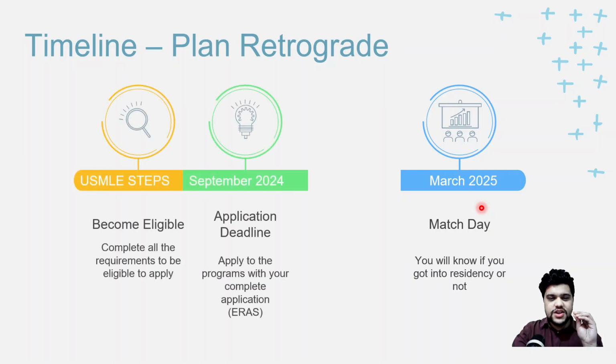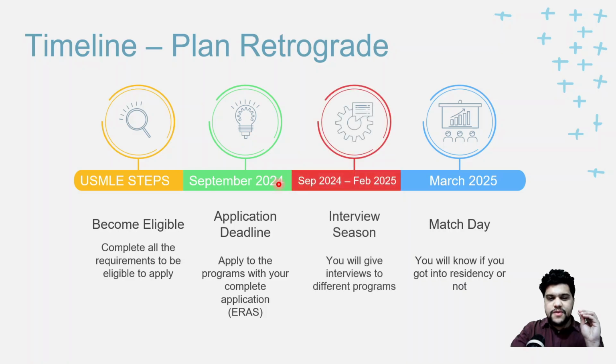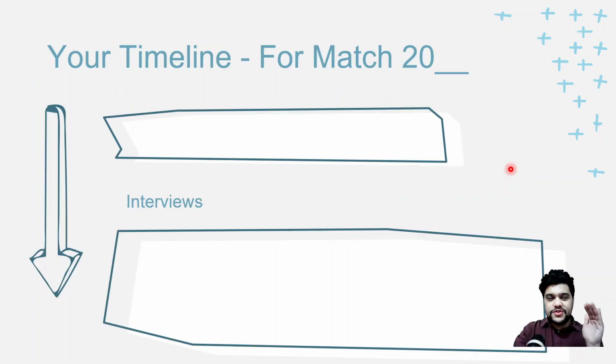2024. That means you'll have to complete all the USMLE steps, become eligible, and apply in September 2024. From September 2024 to February 2025 will be your interview season. And at the end you will know whether you are matched or not after you apply for the match as well. Don't worry, it's a bit confusing in the beginning, but I'll guide you with some examples.